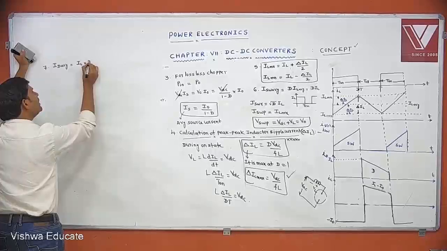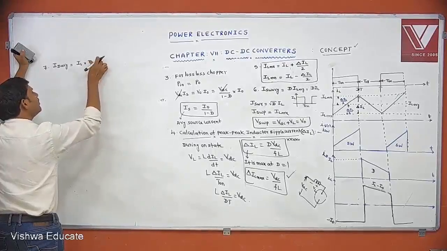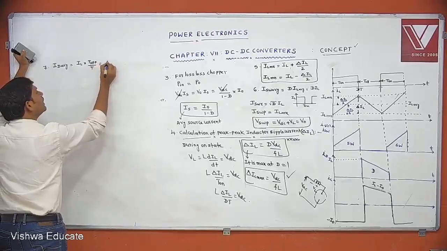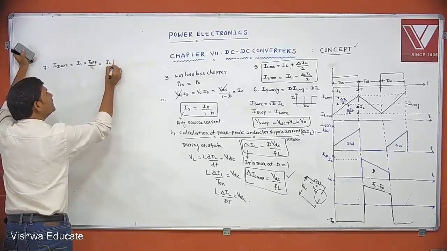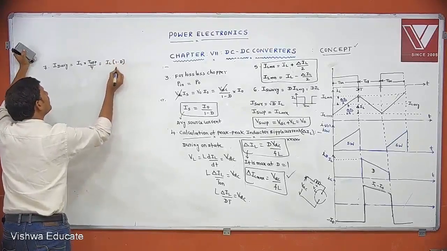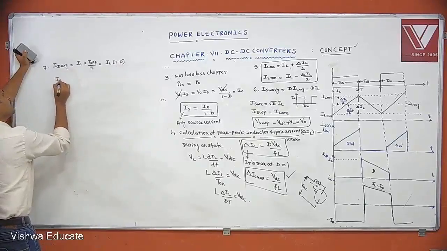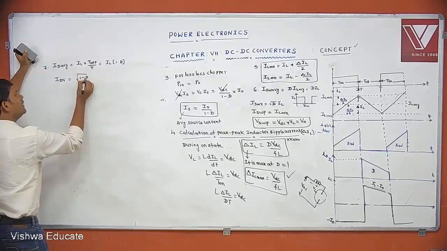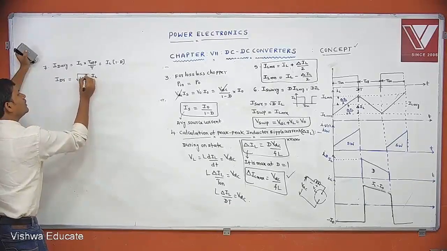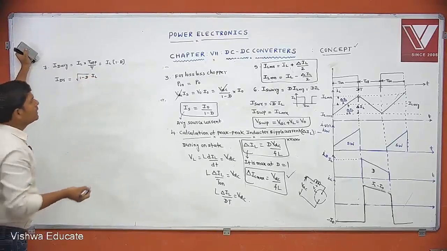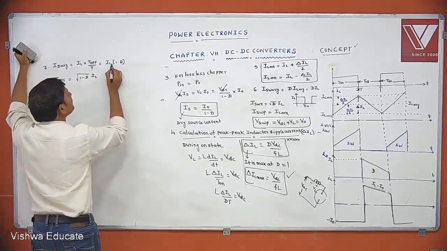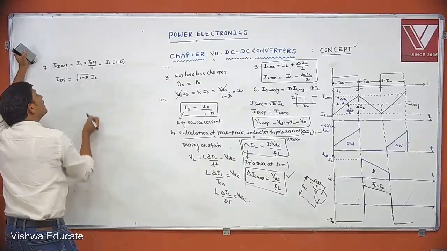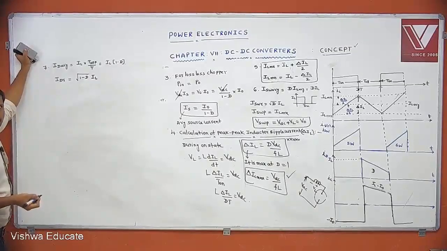IL into the time during which it is conducting, the off state: T off by T. Then what you get? IL into 1 minus D. What is ID RMS equal to? That is root of 1 minus D into IL, because it's a constant current. This is IL average, which is nothing but IL.